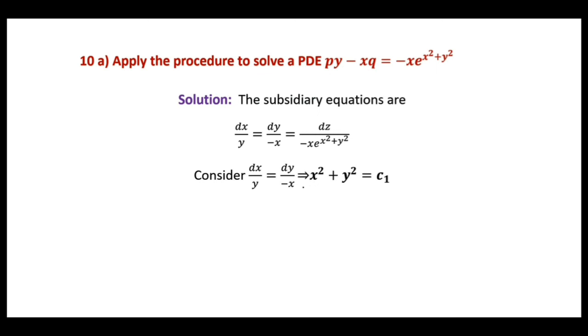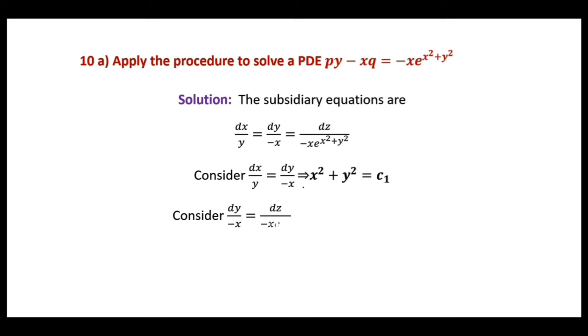By eliminating the third variable, we are grouping these two ratios. You get x² + y² = c1 by variable separable. It is u = c1. First we need to find two independent solutions to the system of equations. When we group the first two members, you get this independent solution to the auxiliary equation.